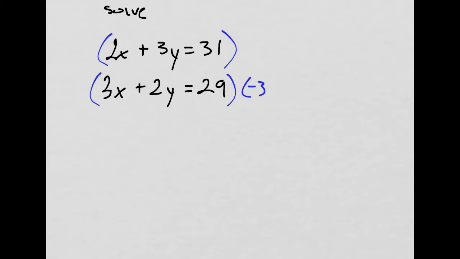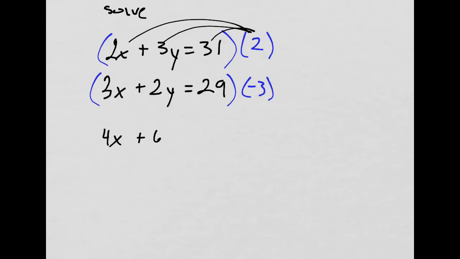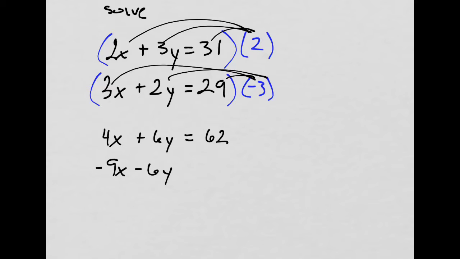So I'm going to multiply this one by -3 and this one by 2. Then I get 4x, right, because I have to distribute all the way through, plus 6y equals 62. And then in the bottom I also have to distribute, so I get -9x minus 6y equals -87.